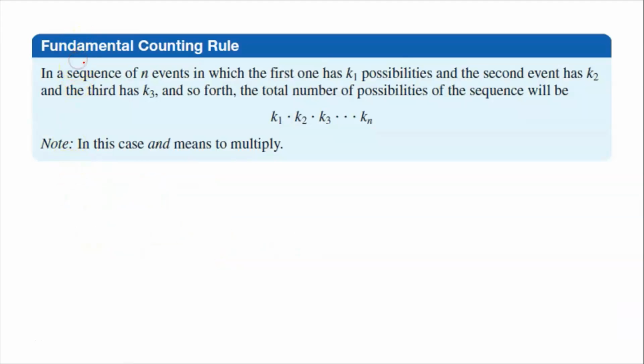In this section, I will explain the fundamental counting rule. In a sequence of n events in which the first one has k1 possibilities and the second event has k2 and the third has k3 and so forth, the total number of possibilities of the sequence will be k1 times k2 times k3 until kn.